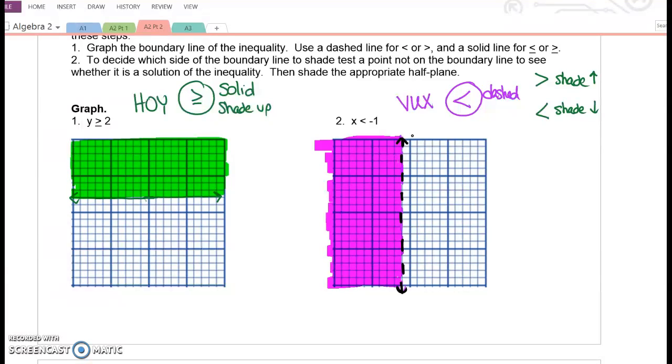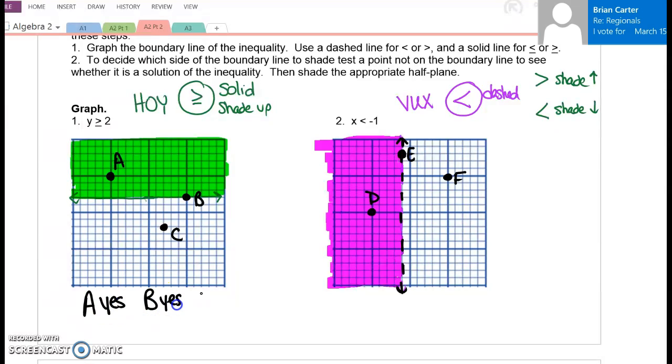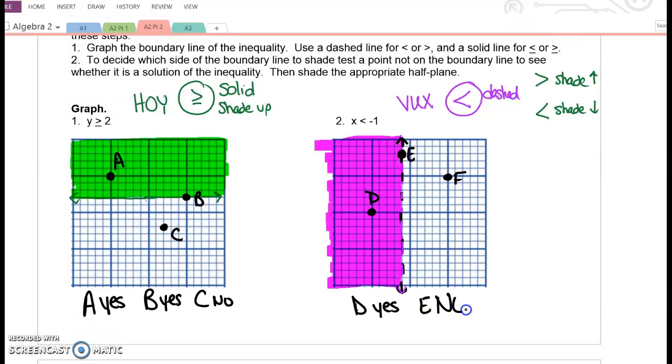Okay, now, you don't have to put this in your notes, but I want to make sure that we take the time to do this. I'm going to put 3 points on each graph, and I want you to decide if these points are solutions or not. So, is A a solution? Yes. Is B a solution? Yes. Is C a solution? No. Is D a solution? Is E a solution? No. Is F a solution? No.